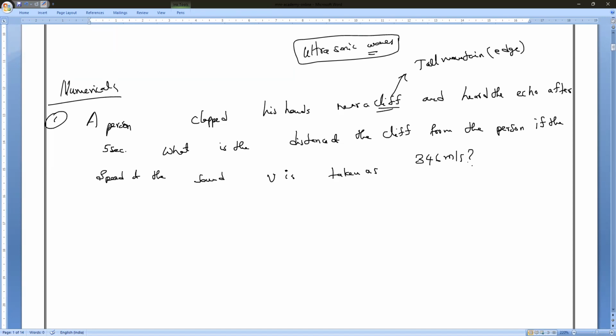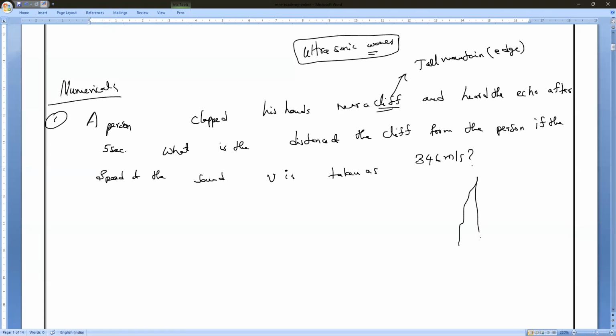So what is the formula? Echo formula. Even sonar, same formula you have to use, guys. Whatever the formula you use for sonar, the same formula you can use. Time is actually the total time, but how much time do you have to take, half of the time or total time? You should take half of the time. So what is the formula now? Distance is equal to what? s is equal to v into t by 2.